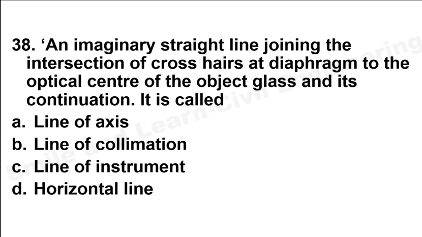Next, an imaginary straight line joining the intersection of cross hairs at the diaphragm to the optical center of the object glass in continuation is called the line of collimation, and the line of axis is the axis of that telescope through which we can see the object.